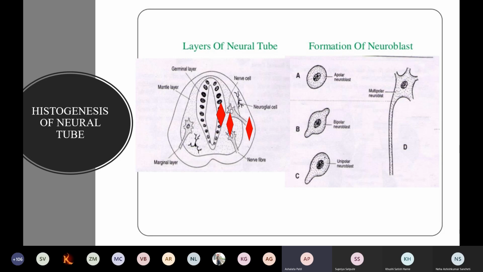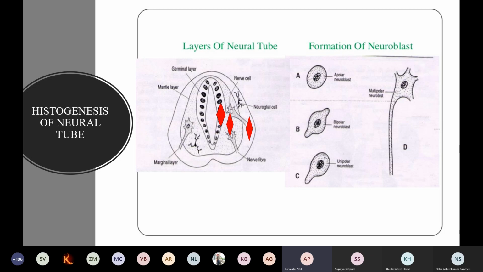Their cell bodies are formed in the mantle layer. In the central nervous system, you have seen that gray matter is there, white matter is there. In the cerebellum, gray matter is outwards and white matter is inside. But in the spinal cord, gray matter is inside and white matter is outside. So what is this gray matter or nuclei? These are nothing but the mantle zone. The neuronal cell bodies form the gray matter of the nuclei.